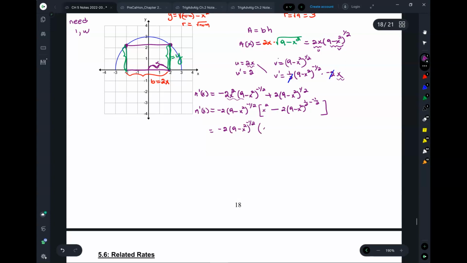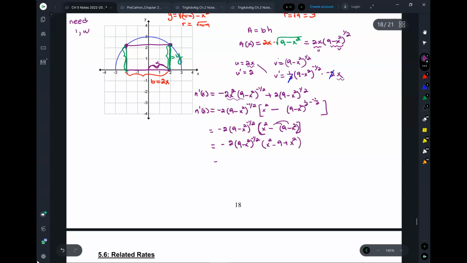And then what do we have here? x squared minus 2, 9 minus x squared. So let's see what we have now. Negative 2, 9 minus x squared to the negative half. I'll move that down in a minute. And then here I have x squared minus 18 plus x squared. Oh no, sorry. I had factored out the 2. Oh no, so it's just a negative. So minus 9 plus x squared.